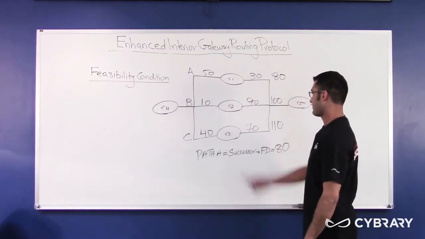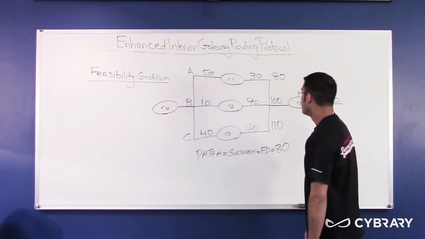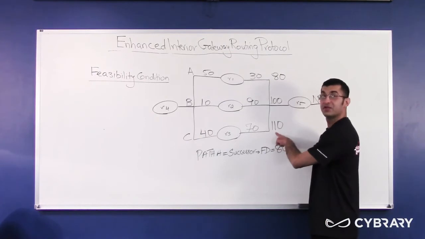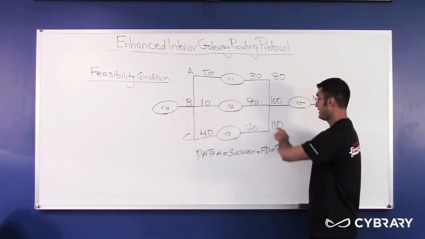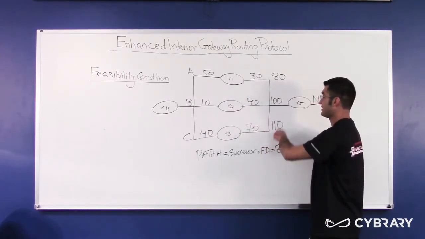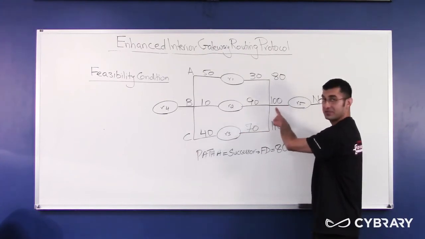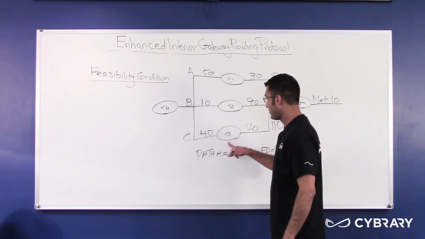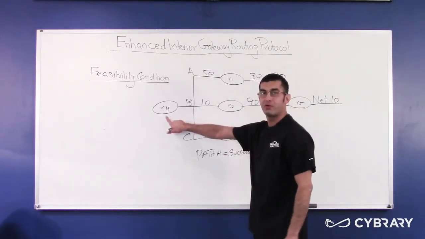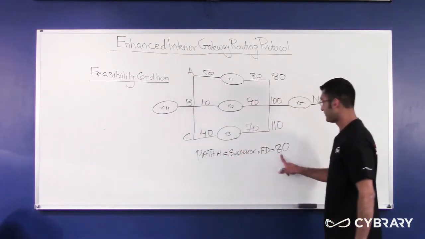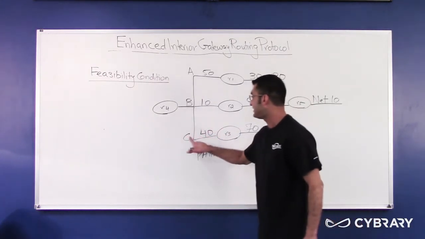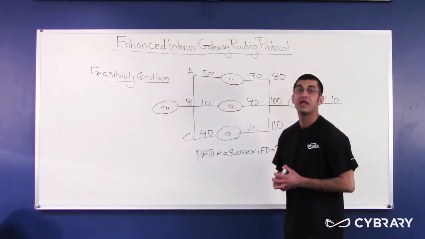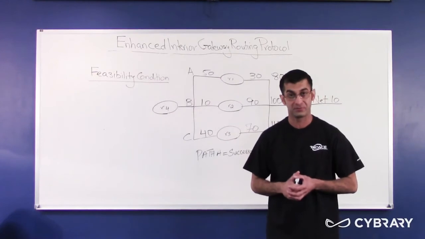Now, let's look at the last route. Even though the total distance of path C is 110 and path B's total distance is 100, the reported distance that router 3 is reporting to router 4 is 70, which is less than your feasible distance. So path C goes into the topology table, and it is your feasible successor route.